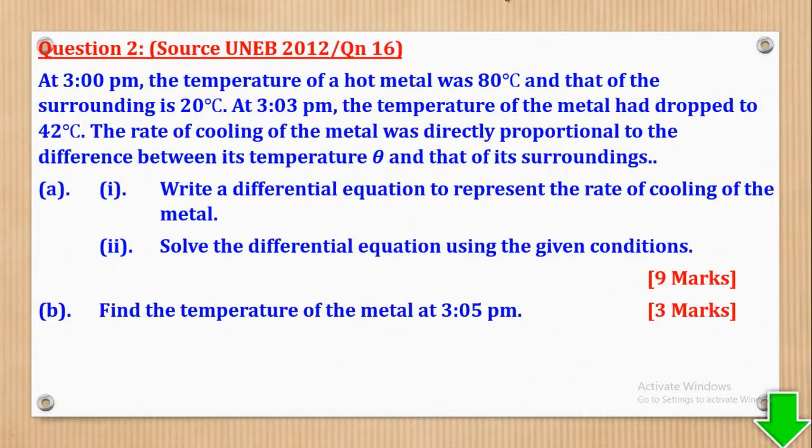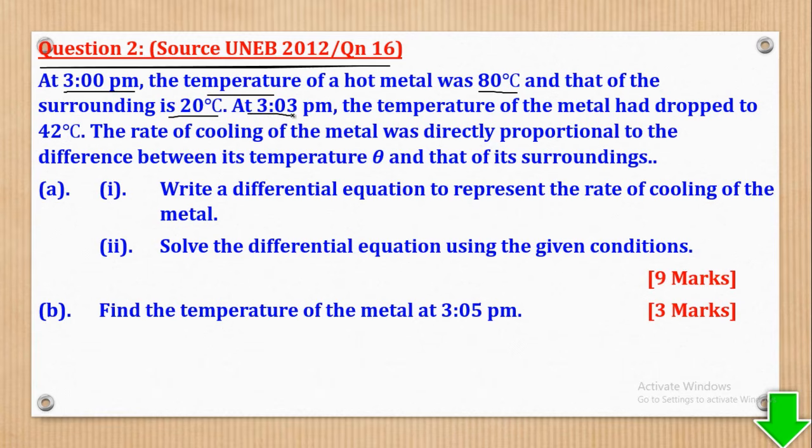So that was question 1. Now we shall go to question 2. Question 2 came from UNEB 2012, paper 1, question 16, and says, at 3 p.m., the temperature of a hot metal was 80 degrees Celsius, and that of the surrounding is 20 degrees Celsius.